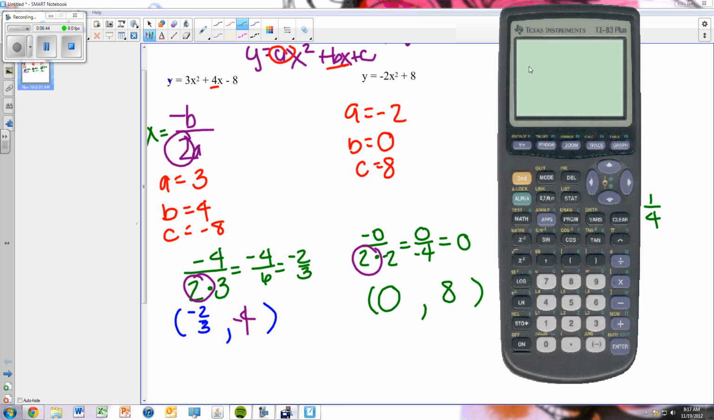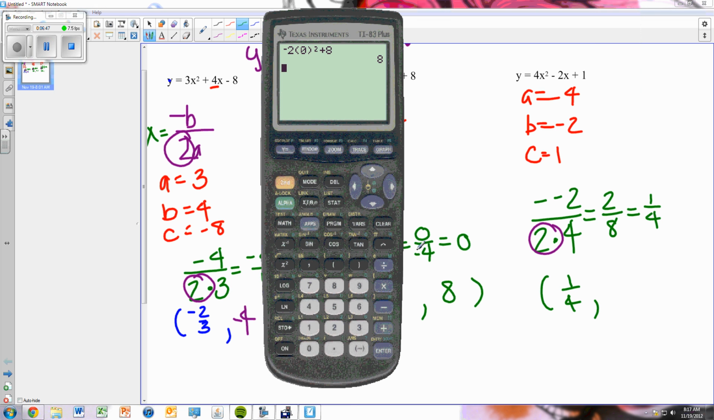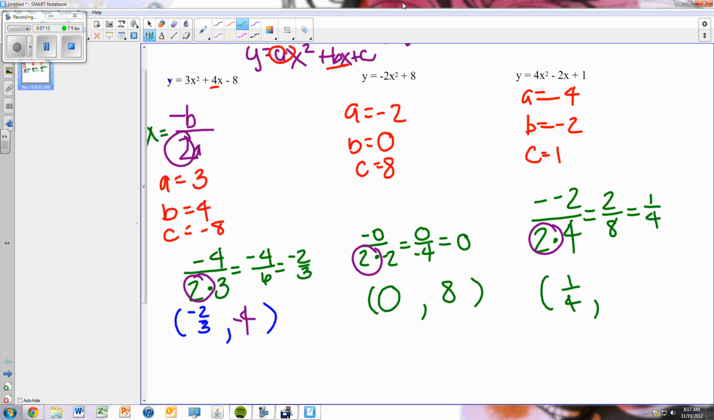To do that, I'm going to plug it in my calculator. So I'm going to take the original equation, which is 4x squared, and instead of x, I'm going to type in 1/4 squared minus 2 times 1/4 plus 1. And it tells me it's 0.75, and you can either leave it as 0.75 or convert it into a fraction and you get positive 3/4. Okay, so that is how we find our vertex.